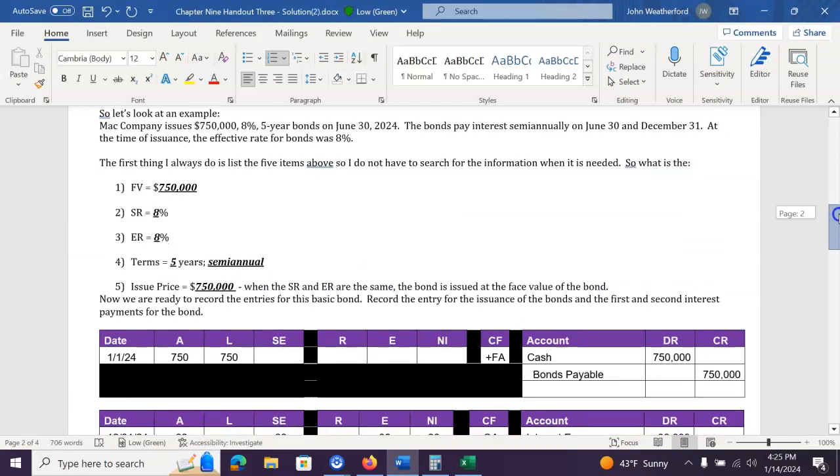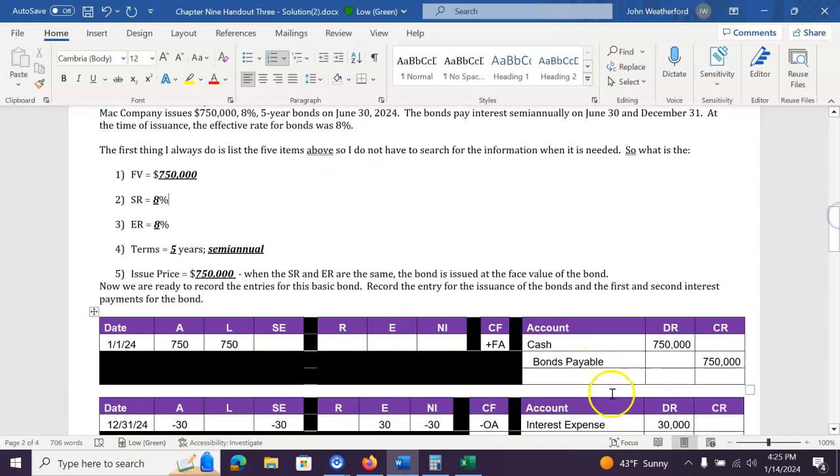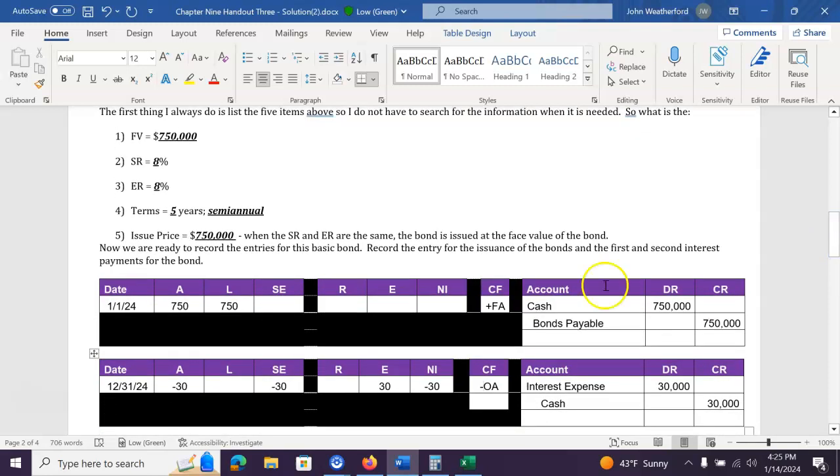On December 31, when interest is paid, we debit interest expense for that $30,000. Now remember, interest is always recorded as an operating activity. And we paid it, so we'd credit cash. All right, so our expenses there increased by $30,000, causing net income and stockholders' equity to decrease by $30,000. And our asset cash also decreased by $30,000.